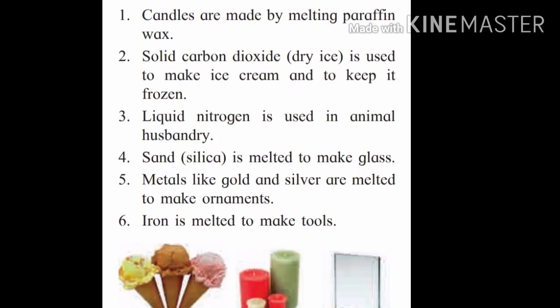Now, let us see various uses of change in physical state. First, candles are made by melting paraffin wax. Second, solid carbon dioxide, which is also called dry ice, is used to make ice cream and to keep it frozen. Third, liquid nitrogen is used in animal husbandry. Fourth, sand is melted to make glass. Fifth, metals like gold and silver are melted to make ornaments. Sixth, iron is melted to make different tools.